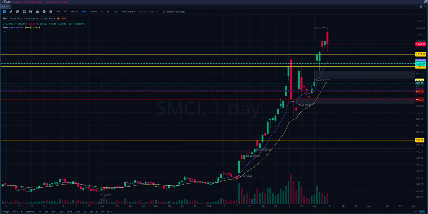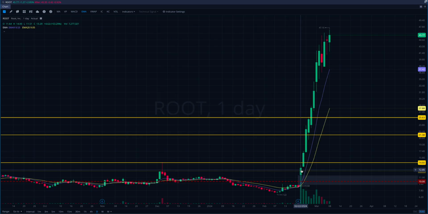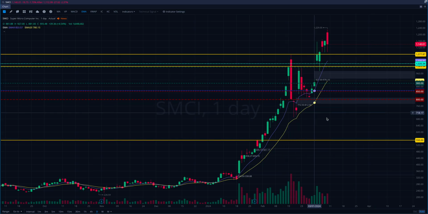Something like Root, for example, EP day. Look at that. All right. You're not going to see that with these Parabolic Shorts, okay? It's mostly a one-day thing.